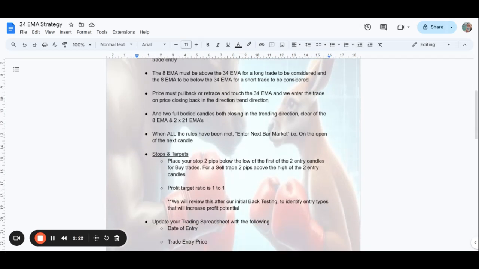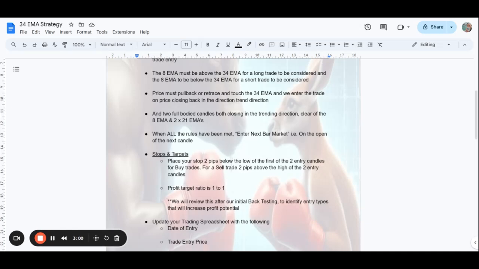Our third rule, price must pull back or retrace. Again, retrace is another word that we use in the trading space. You'll also see it recorded as a retracement or a deceleration back to a line. But we'll cover that as we go through on the charts. So I'm just going to read that out again. Price must pull back or retrace and touch the 34 EMA, and we enter the trade on a price closing back in the direction of the trend direction.